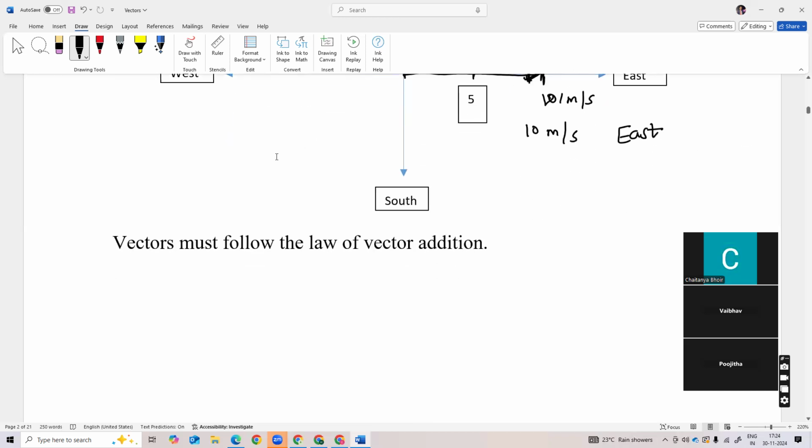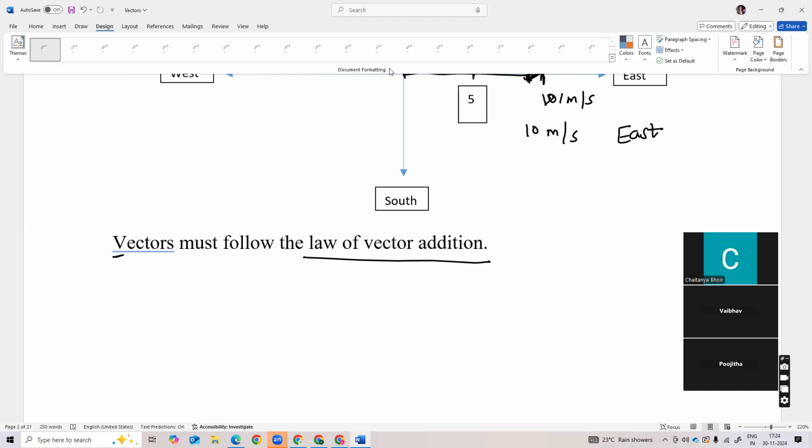One more thing about vectors: apart from magnitude and direction, vectors must follow the law of vector addition, and only then will we call them vectors. Otherwise, we won't call them a vector, even if they have magnitude and direction. A physical quantity will not be considered a vector if it does not follow the law of vector addition. So you should note this point down.